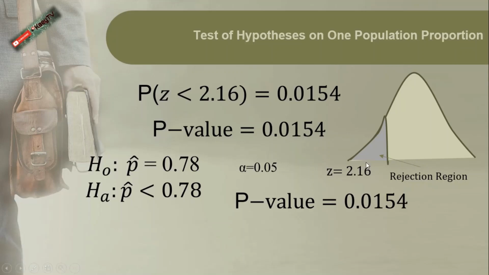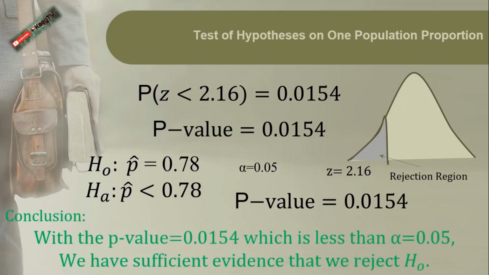We have our p-value, which is 0.0154, which is less than naman siya sa ating 0.05. Therefore, we have to reject the null hypothesis. So, ito yung conclusion natin. With the p-value is equals to 0.0154, which is less than our alpha, 0.05, we have sufficient evidence that we reject the null hypothesis.